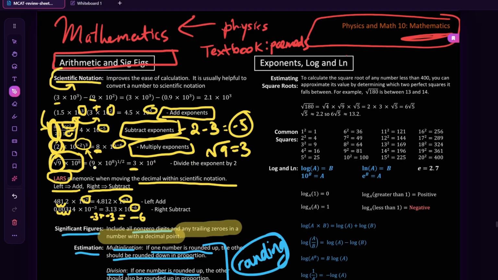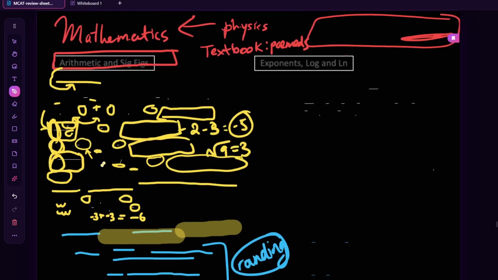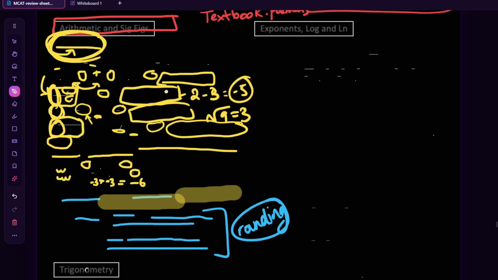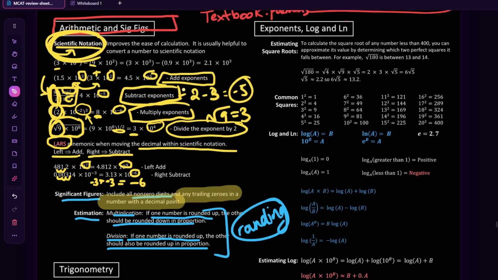Okay, and then for a square root, you would divide the exponent by 2. So 8 divided by 2 gives you 4. So that's the exponent that you get for that one. So that is basically scientific notation. It's very, very important to know scientific notation because a lot of the questions and answers will involve it, not specifically asking about scientific notation, but you'll have to use it. And then now we can go into exponents, log, and ln.